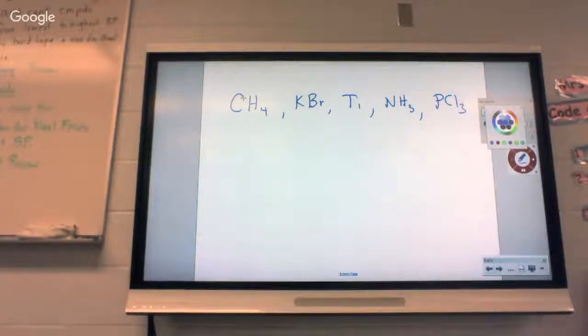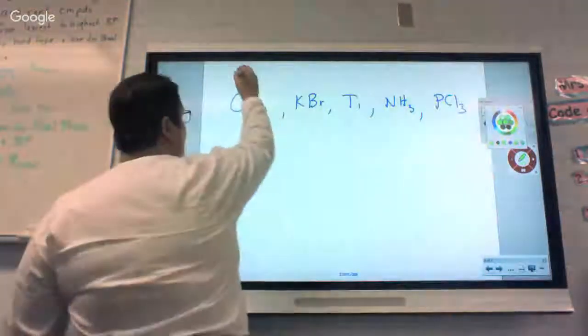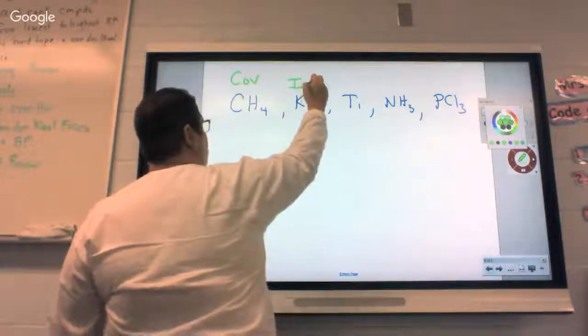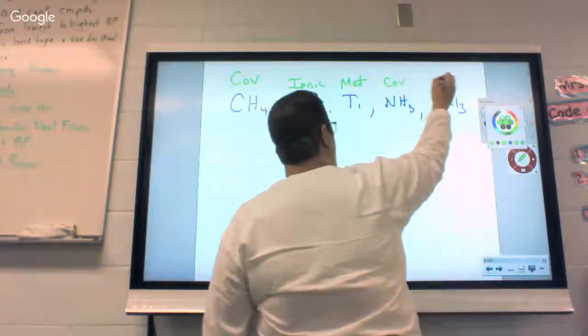Are we done now? Where are we at? All right, so what did you tell me about CH4? Just tell me bond type first. Covalent, and KBr, and Ti, and NH3, and PCl3.